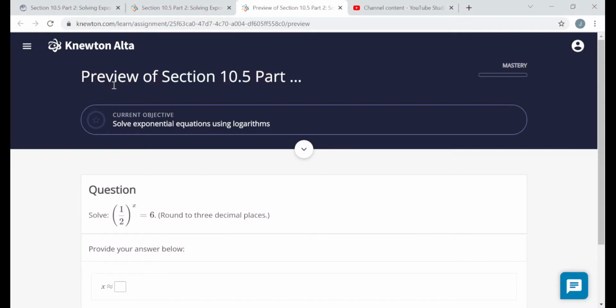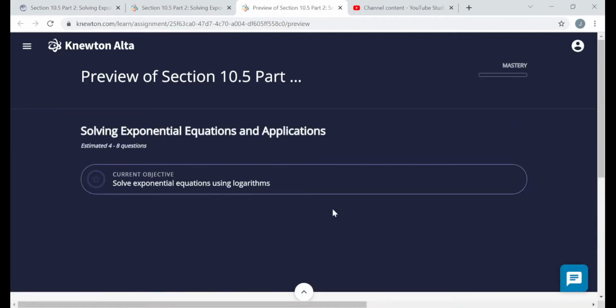Okay, so here's the assignment page. You will not see the words preview of, you'll just see the title of the assignment. You'll have the mastery bar telling you how far along you've gotten, and the objectives. And it looks as though there's only one objective in this particular assignment.